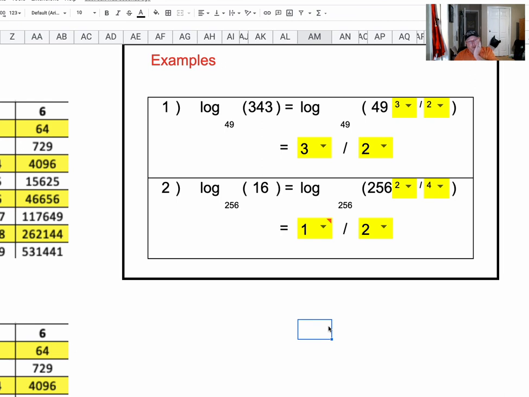Okay, so 256. What exponent do I put on 256 to make 256 to the 2/4? It's 1/2. Okay, it's 1/2.